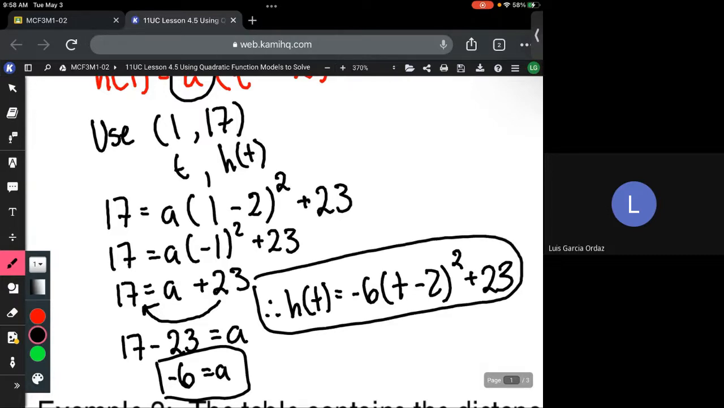So is it possible to get a different number for a? What do you mean? Say if we chose a different point. Well, obviously the a value is going to vary because they didn't give us exact points on the graph. So if you plug in 0 and 2, it might give you a different a value.